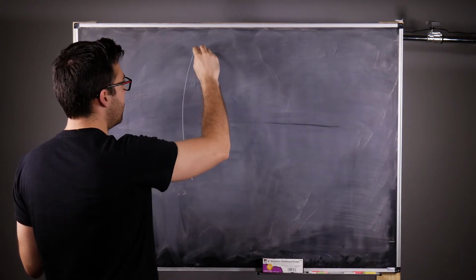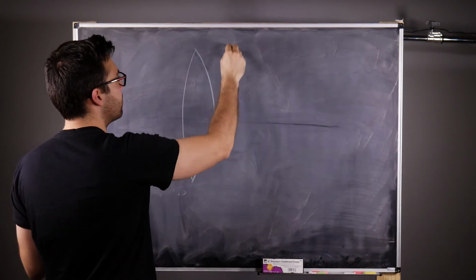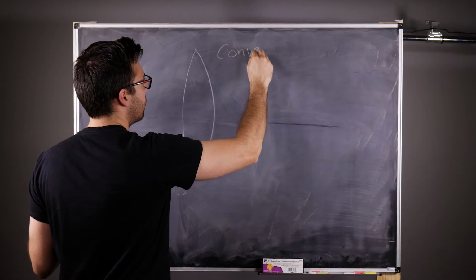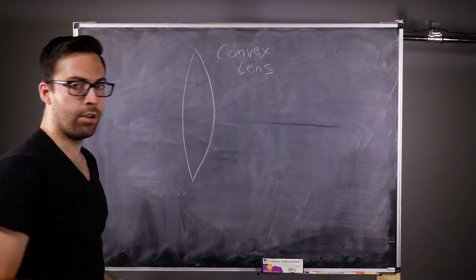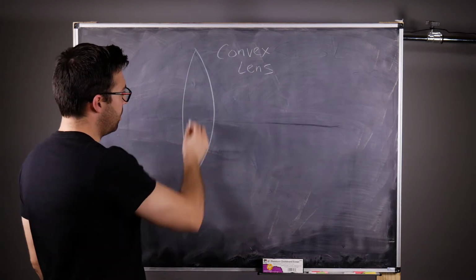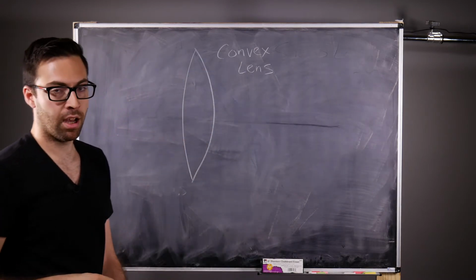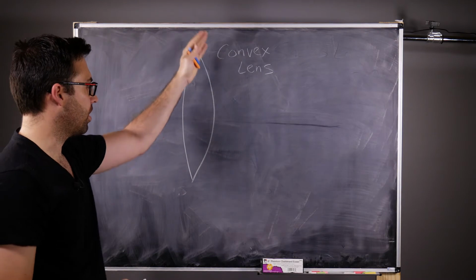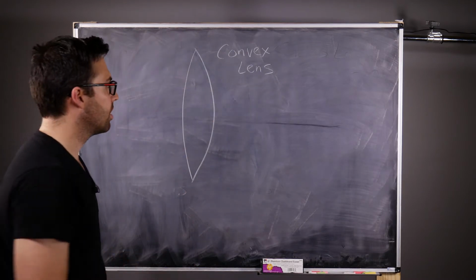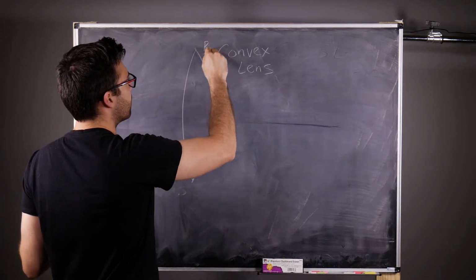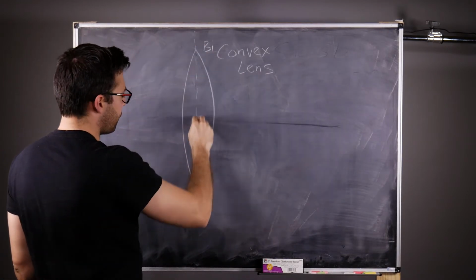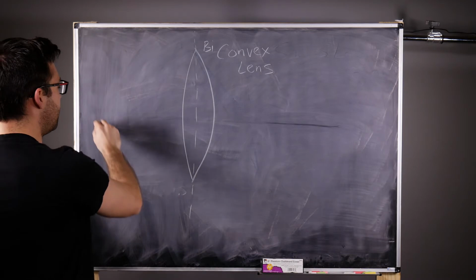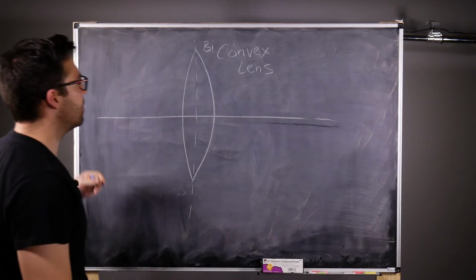This is known as a convex lens. And this will converge light rays. Now, what I've drawn here is actually a biconvex lens because each surface of the lens is convex. So this is a biconvex lens. Now, here's the middle of our lens. Here's our sort of optical axis.